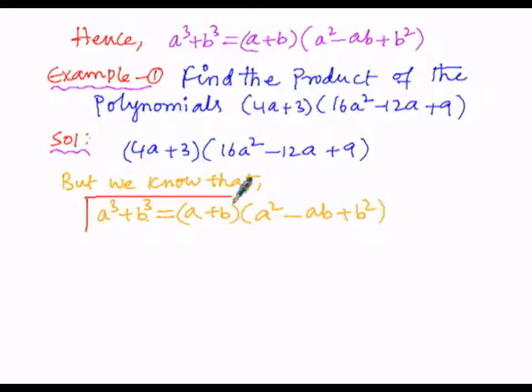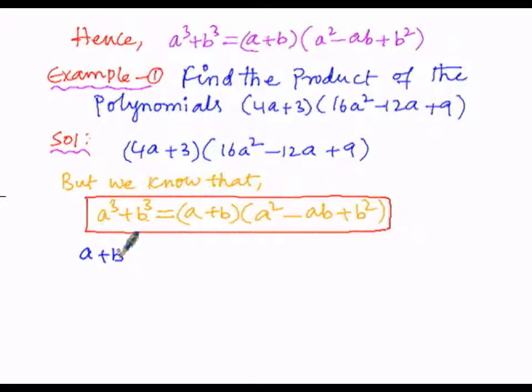I am going to block this special product. It can also be written in the reverse manner: a plus b into a square minus ab plus b square, writing the right hand side as the left hand side, will be equal to a cube plus b cube.